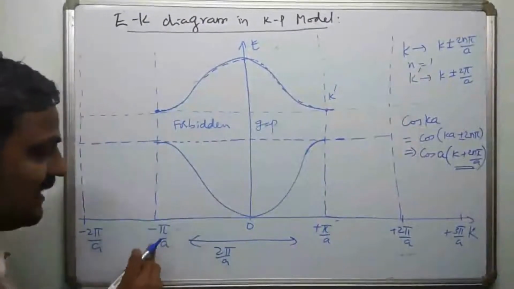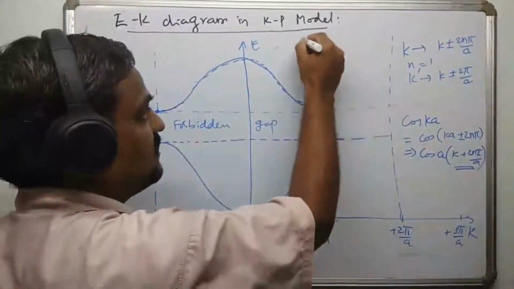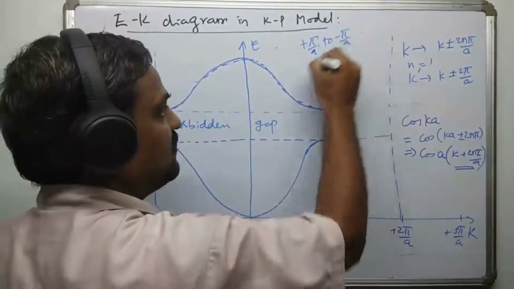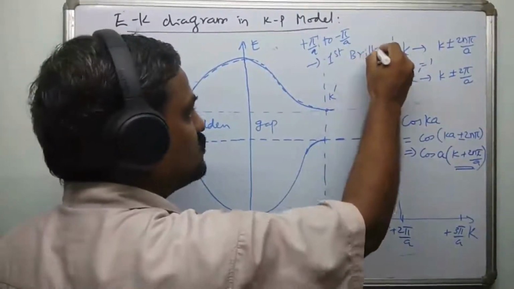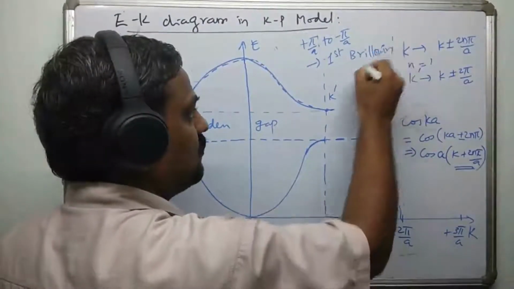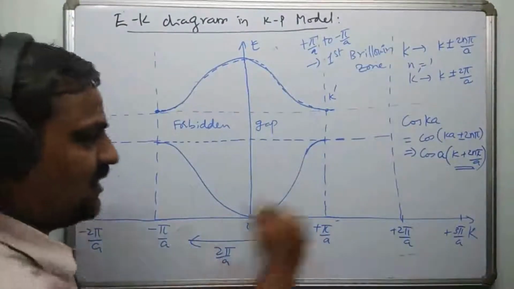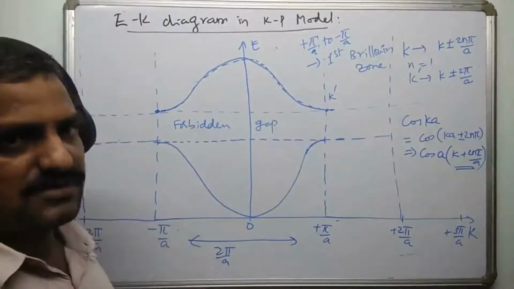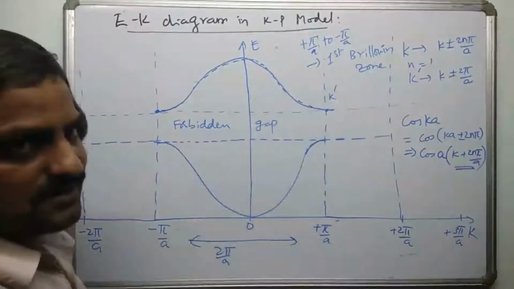And this region lying between plus pi by a to minus pi by a is referred to as the first Brillouin zone. Brillouin was a mathematician. Like this first Brillouin zone, you can have a second Brillouin zone, third Brillouin zone also, which is a topic beyond the scope of our syllabus. We are not going to discuss it. So these are the things which you can understand.